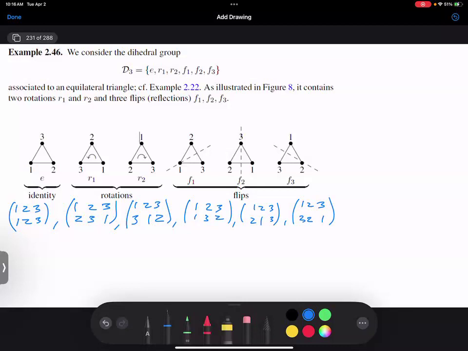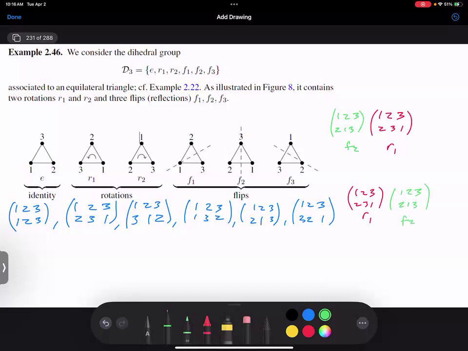Okay. So let's do some calculations. So let's take 1, 2, 3, 2, 3, 1. So this is R1. I'm going to do the calculation twice. And let's take one of the flips. Let's take the flip 1, 2, 3, 2, 1, 3. So that is F2. So 1, 2, 3, 2, 1, 3, F2. And let's see what we get.